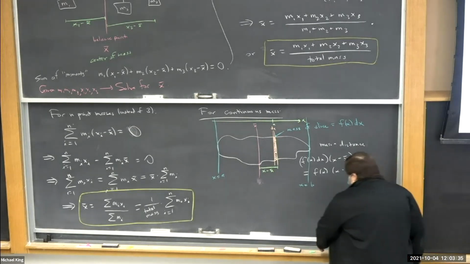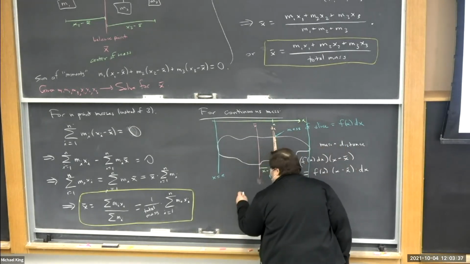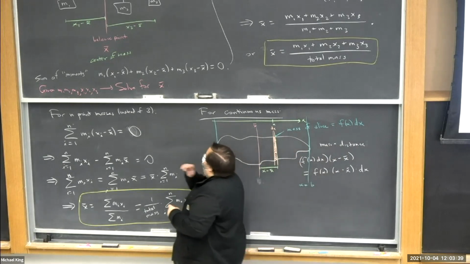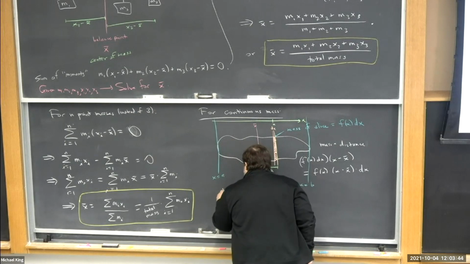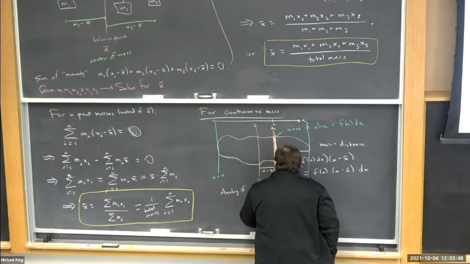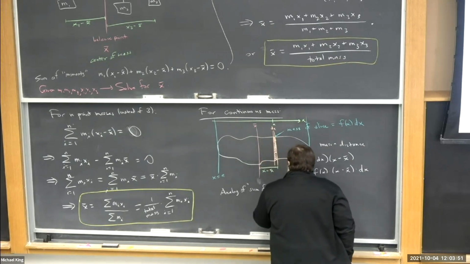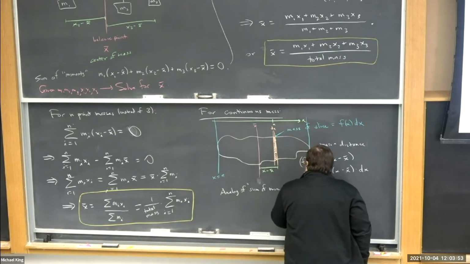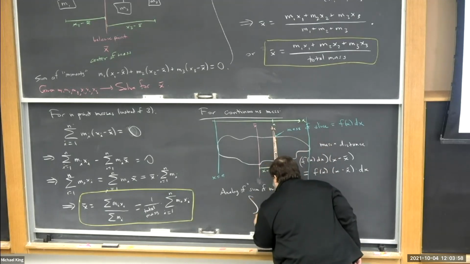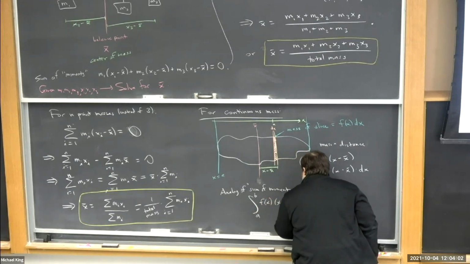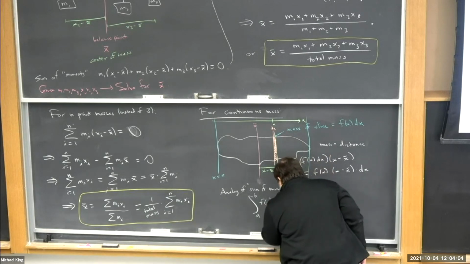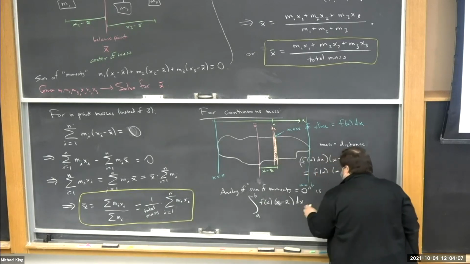So that's the boundaries. And then what we're doing is the integral. So the same thing, analogous to this equation and that equation, is that sum of moments equals 0 is that the integral from a to b of f of x times x minus x bar dx. Actually, they're starting to look like plus signs.